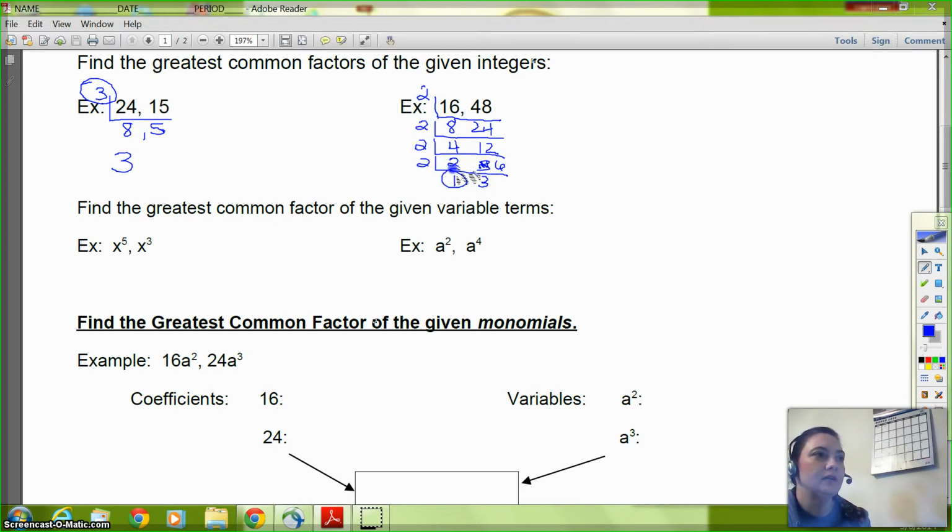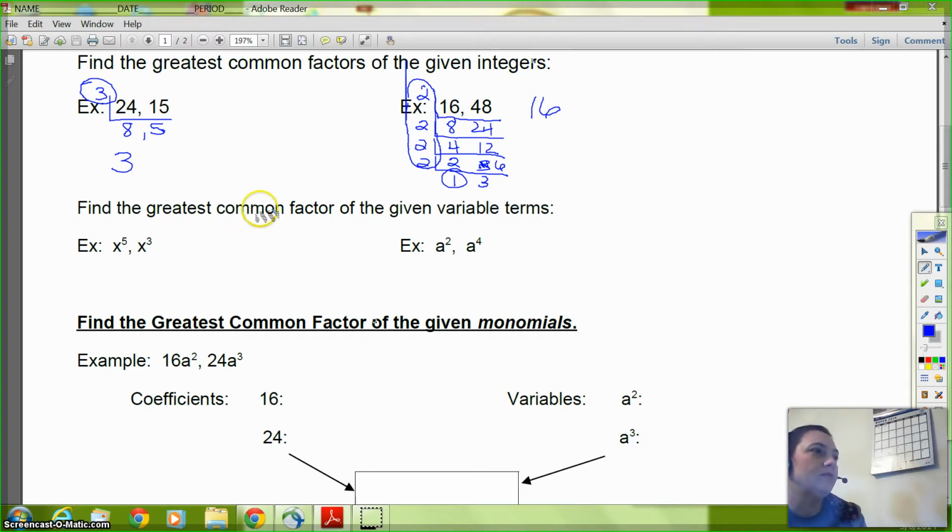So anytime I get down to 1, that means I'm done. And these are the factors on this side of the ladder. Now, to get the greatest common factor, I'm going to multiply those together. So 2 times 2 is 4, times 2 is 8, times 2 is 16. So the greatest common factor between 16 and 48 is 16.